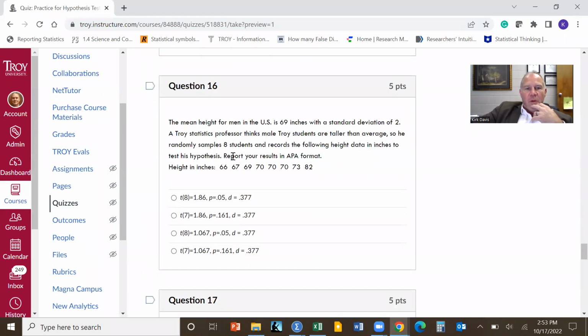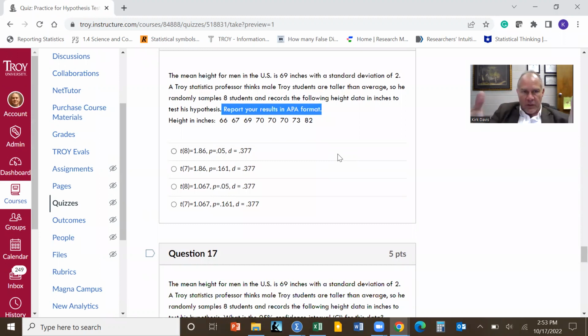So report your results in APA format. Had we just done this, and we did, how would you report it? We know you always start off with a test, and the symbol for a t-test is a t, so that doesn't help us out. In parentheses, we will always get degrees of freedom. So we can rule out 8 and 8. So this is no good, and this is no good.